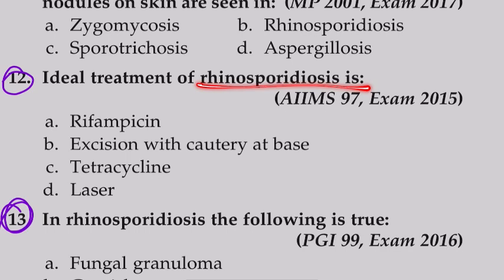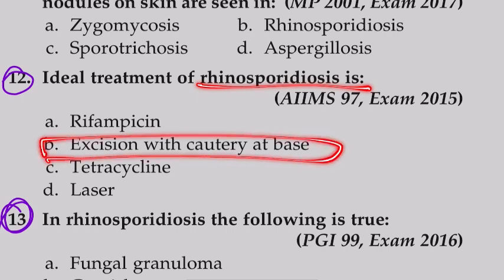The ideal treatment is, what is the ideal treatment? Excision with cautery at base, right? So the ideal treatment, what we do is we excise with cautery at the base. While doing it, it is surgical management. At least 2 pints of blood are kept ready. General anesthesia with orotracheal intubation, and 2% xylocaine can be given, right? Now the mass is removed. Its base is cauterized, right?